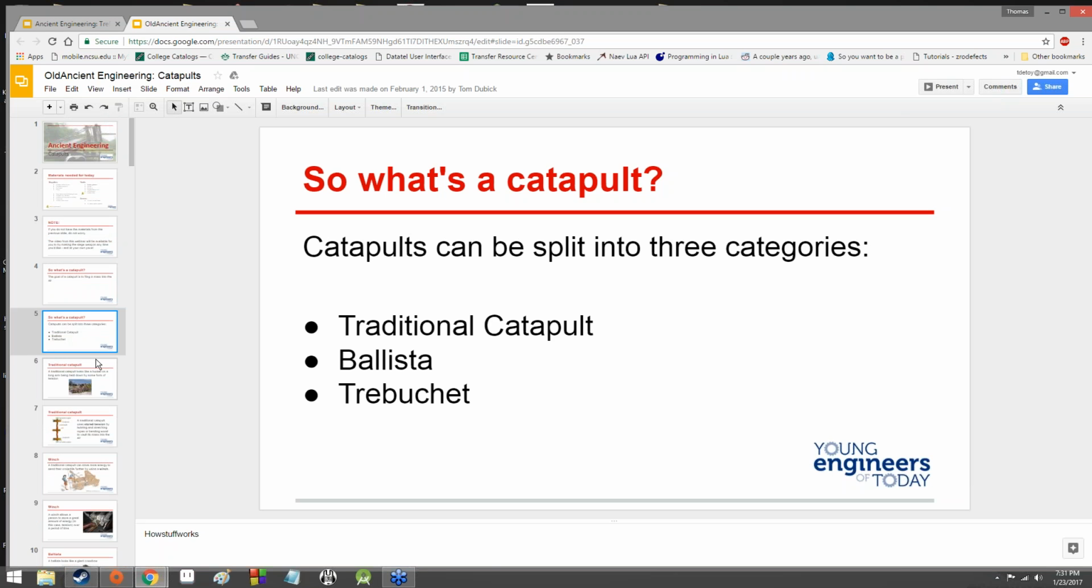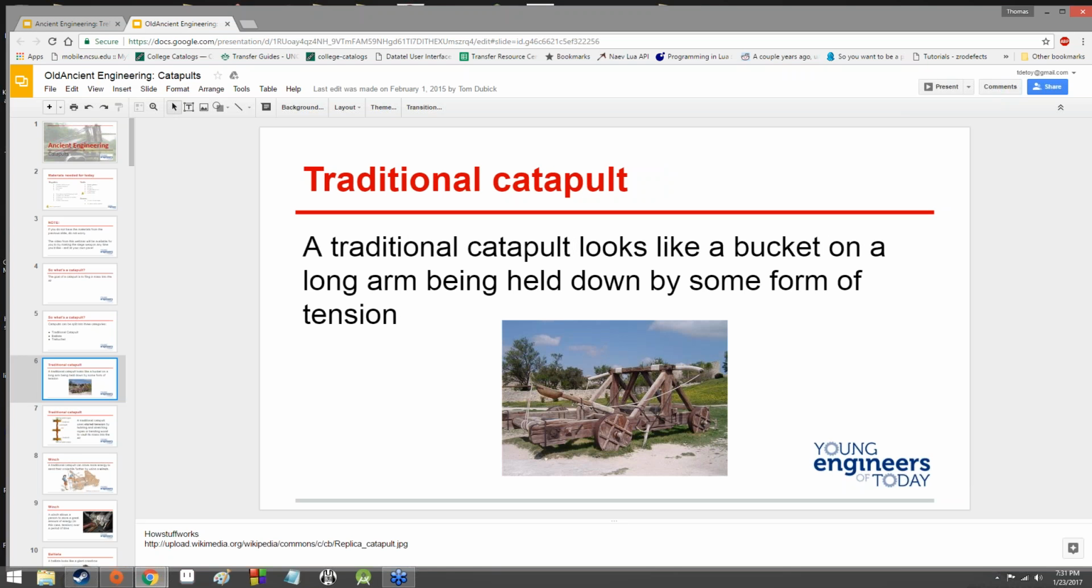So insofar as catapults are concerned, catapults can be split into three categories. You got a traditional catapult, which is the one you generally think of. You got a ballista, which is the one you guys are building, and then you got a trebuchet, which is a third type, which is actually pretty awesome, and you've probably seen trebuchets before. But a traditional catapult looks like a bucket on a long arm being held down by some form of tension. I mean, the one you think of when you think of catapult.